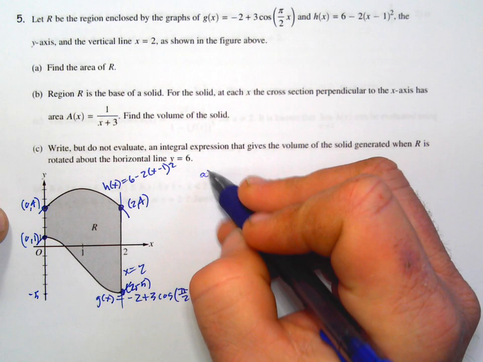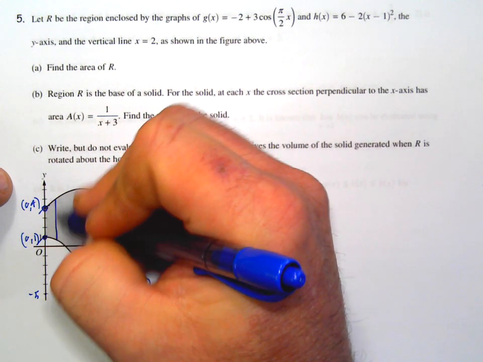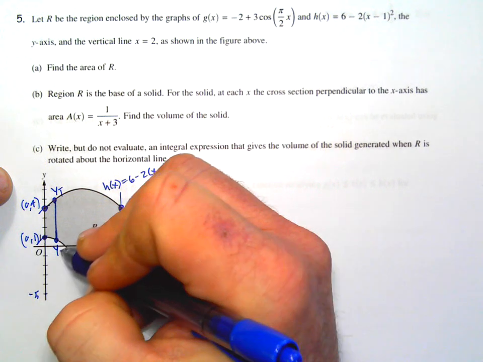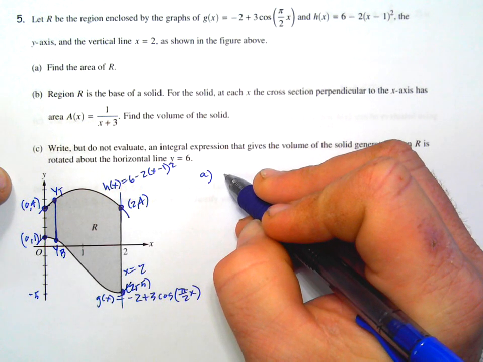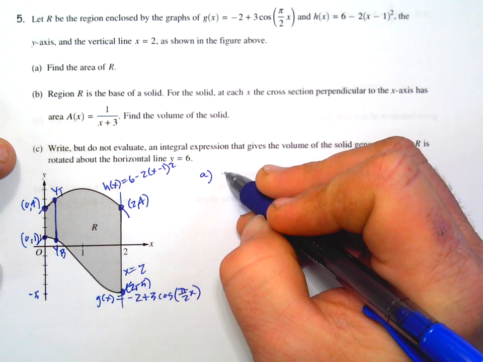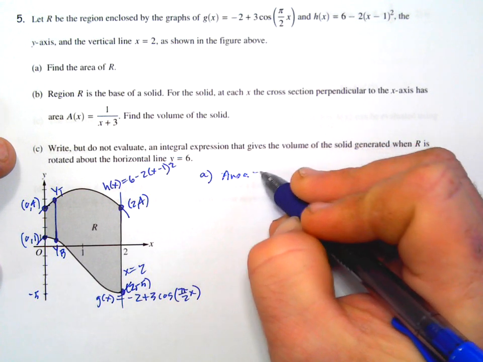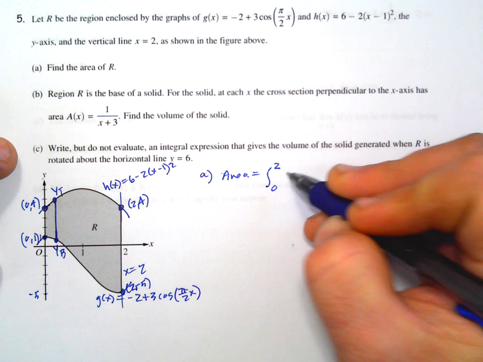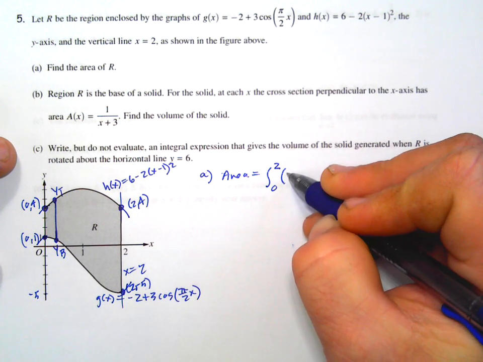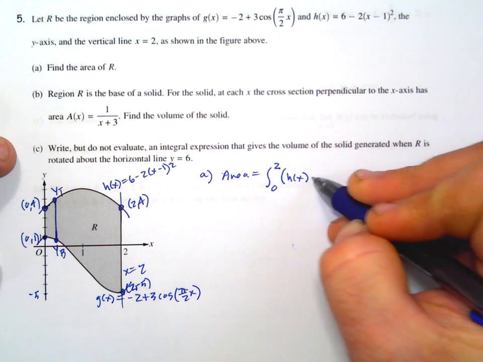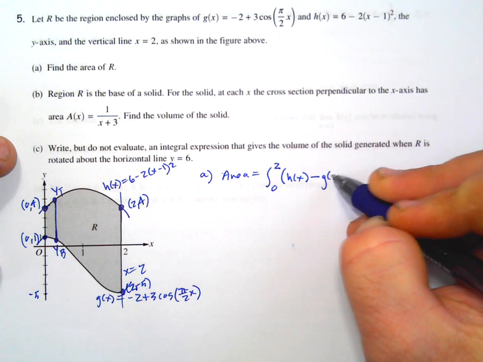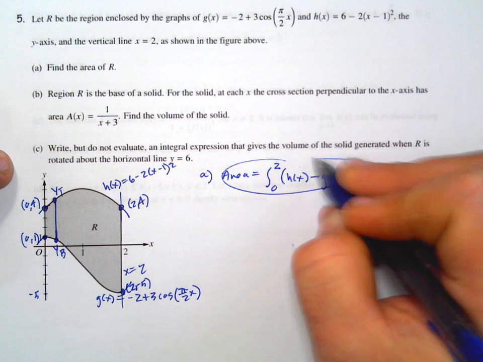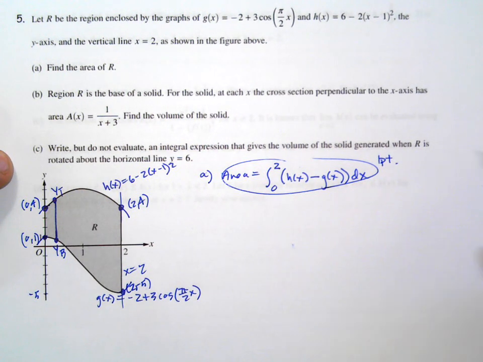Now, part A says find the area. All right, probably going to do vertical slicing. I think that's the most convenient. So we're going to find the area of region R. And so we're going to integrate left to right, 0 to 2 in the x direction, top curve minus bottom curve. So it's going to be h(x) minus g(x) dx. Now, if we had a calculator, we could just leave it like this and then plug in a calculator. By the way, that's a point.